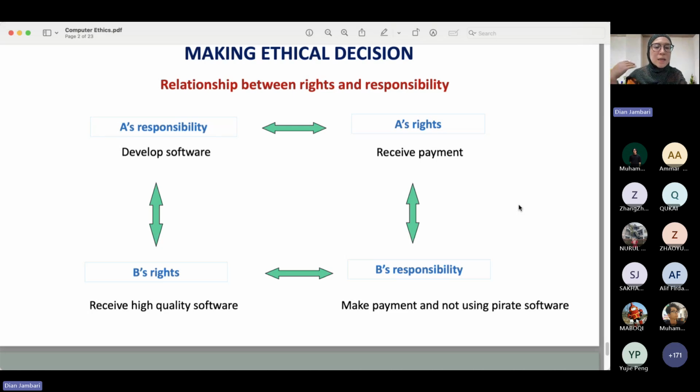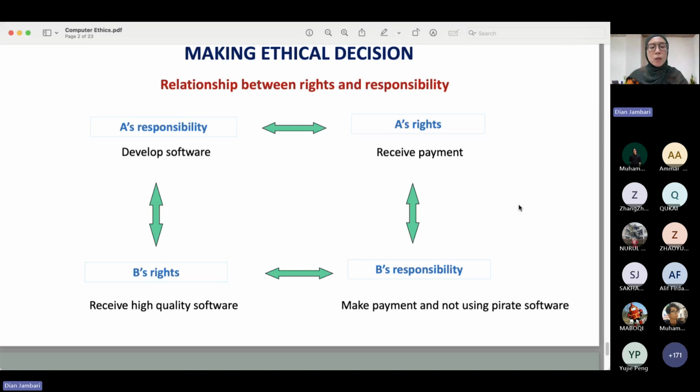As a professional, what is the responsibility? We have the responsibility to develop software, technology, systems or applications. That's the responsibility of the IT professionals because we are the ones with the knowledge and the skills. And then we have the relationship with our rights as a professional. What is our right as a professional who develops the technology or software? We have the right to receive payment.